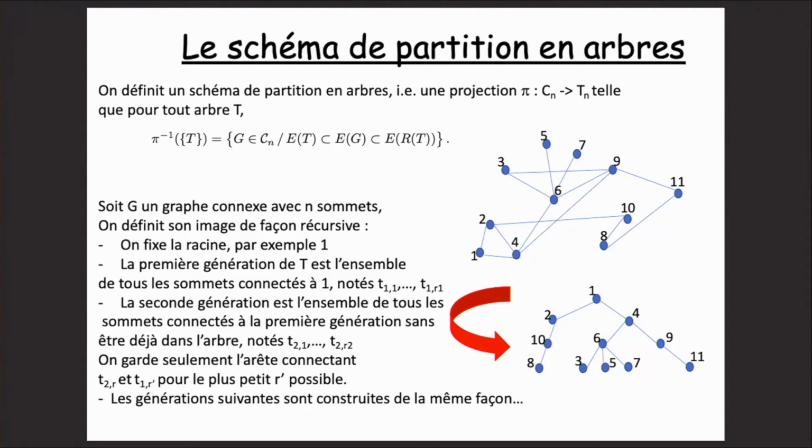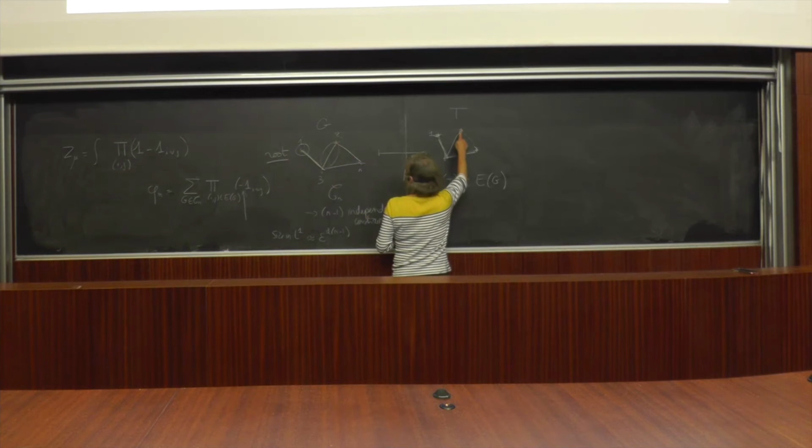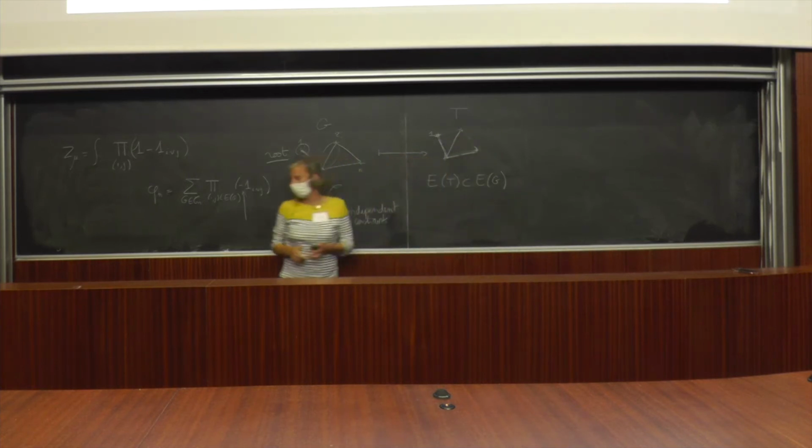But here you have the description of how you proceed. You fix the root. Then the first generation of T is the set of vertices which are directly connected to 1. Then the second generation is the set of all vertices connected to the first generation. And you see that you have to order the first generation. This means that if this one is number 2 and this one is number 3, this is the first kid. If this is 2 and this is n, this is the first kid of this particle, and this is the second kid. So I keep the order.